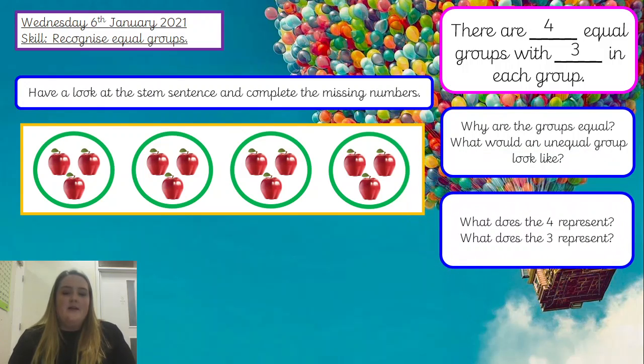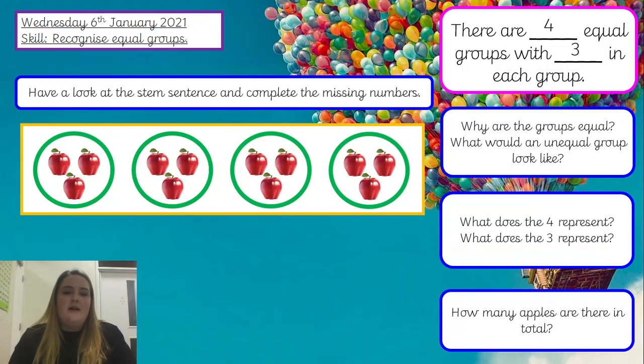Okay. So I want you to now think then, looking at our STEM sentence, what does the 4 represent? I want you to have a little think. Pause the video if you need longer time to think. Okay, that's right. So the 4 represents the number of groups that we have in our picture. And then what does the 3 represent? Have a little think. Okay, that's right. Well done. There are 3 apples in each of the groups.